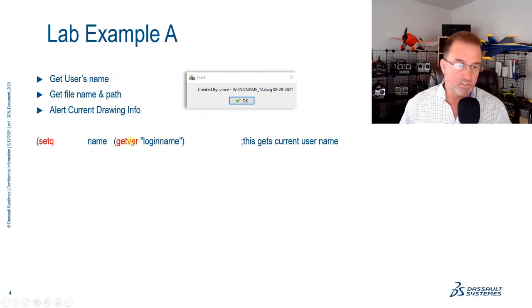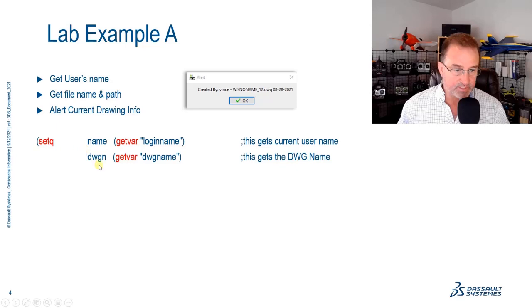And so how we start that is let's start by setting a variable. In this case, I'm going to use a variable called name. I'm going to use a function called getVar, and there is a variable in the drawing called loginName, and this will get the current username. And then I'm going to set another variable to the getVar variable called drawingName. There's another one that I'm going to set, which is dwgp for drawing prefix. This is the path of where that drawing is.